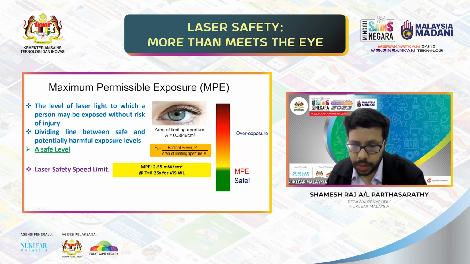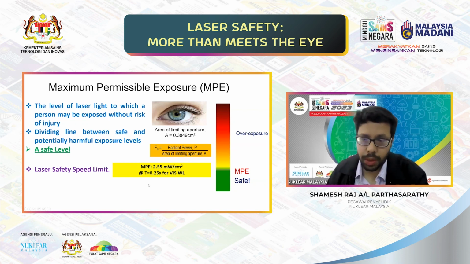The MPE is calculated based on the wavelength and also on the area of the limiting aperture of the eye. Technically, we take the diameter of the eye and calculate the area, which comes to 0.3819 cm². The power density can be calculated from the radiant power divided by the area of the limiting aperture. I won't dwell more on this because it involves a more complicated calculation.